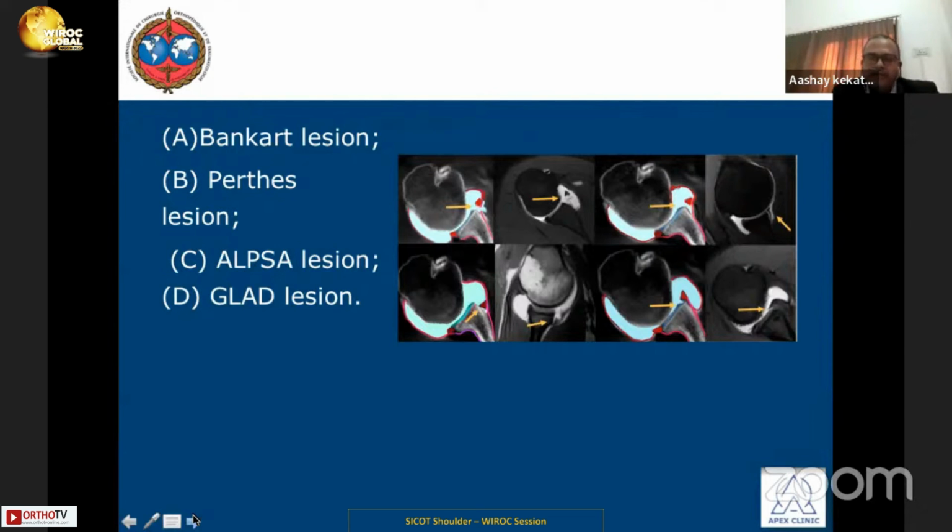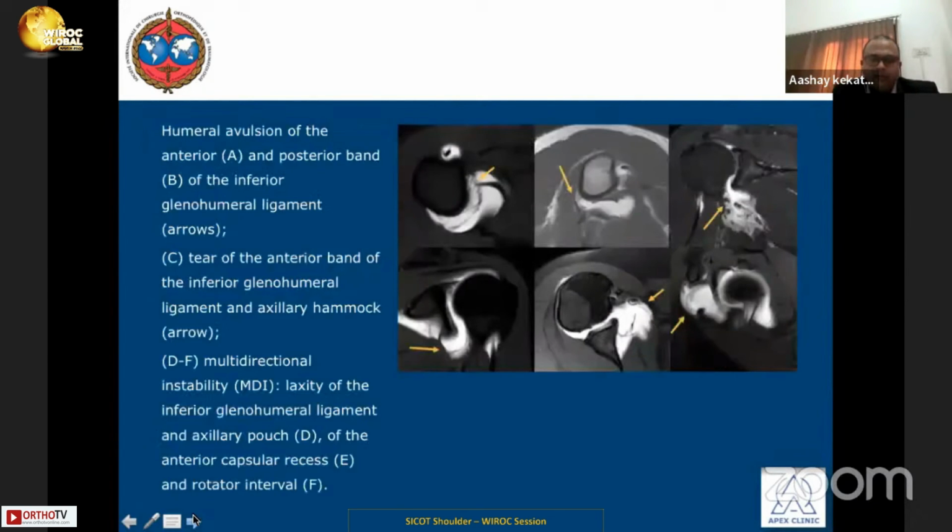So now, MR arthrogram is the gold standard. Coming to the humeral avulsion of the capsule, the humeral side of the capsulohumeral tear, it helps in understanding the posterior band, the inferior glenohumeral ligament tears, the tear of the axillary hammock, and from D to F, you can point out on the MRI the various MDI-associated lesions of the inferior glenohumeral ligament tear.